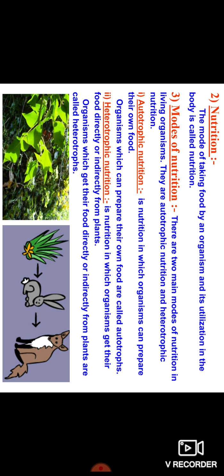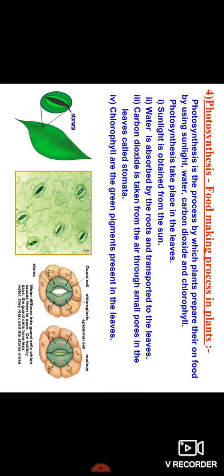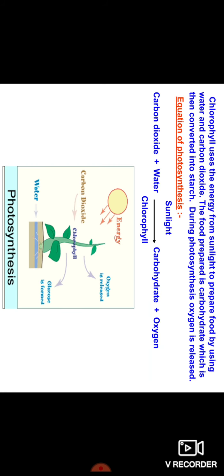Along with that, you have also learned the modes of nutrition. It may be autotrophic or heterotrophic nutrition. The very important one you learned is photosynthesis. It is the process by which green plants prepare their own food by using sunlight. And you also learned the equation of photosynthesis.